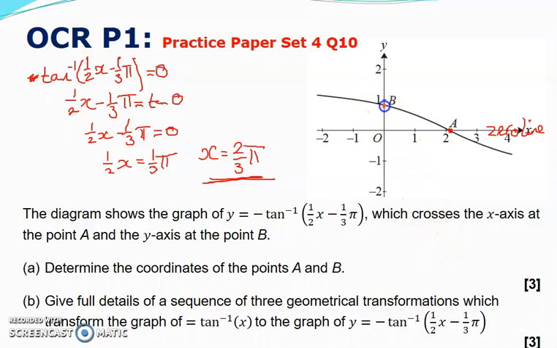Coordinates of B, well, B is when x is 0 on this line here. So all I've got to do is put 0 into this. This is y equals the minus inverse tan of (0 minus a third of pi), and that's just crying out to be typed into a calculator. So it's a minus inverse tan, make sure I'm in radians. Yeah, I am. Of (0 minus 1 divided by 3 times pi).